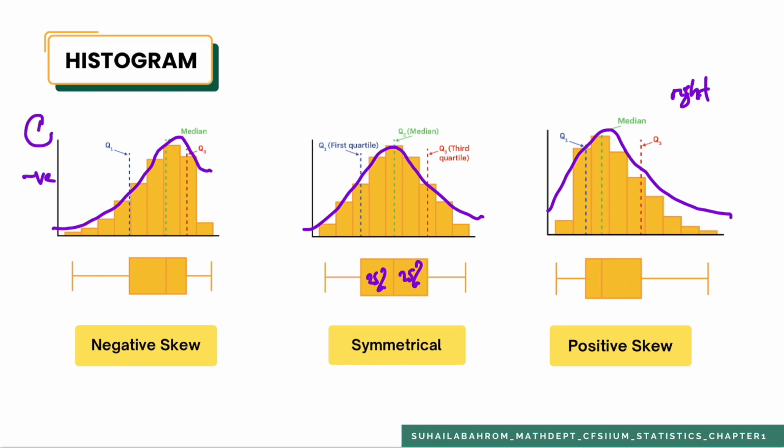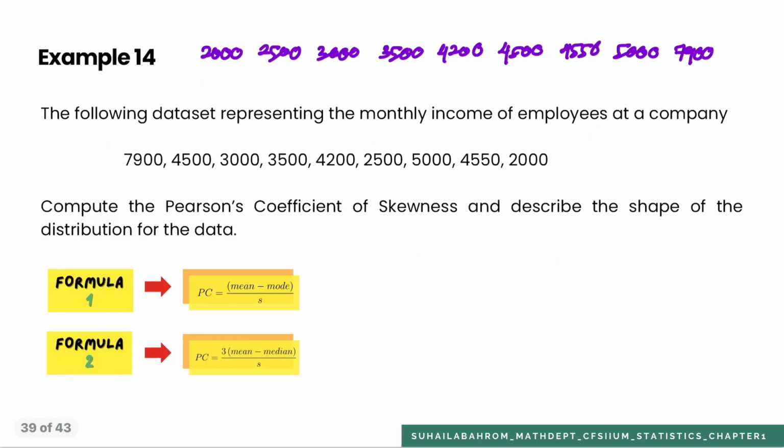And the shape of the box plot will be something like this. The difference between Q2 and Q3 is higher than the difference between Q1 and Q2. And you can see here the whiskers on the right side are longer than the whiskers on the left side. And when you look at the negatively skewed, it will be the opposite of the box and whiskers on the positively skewed. Okay, let's try out some exercises here.